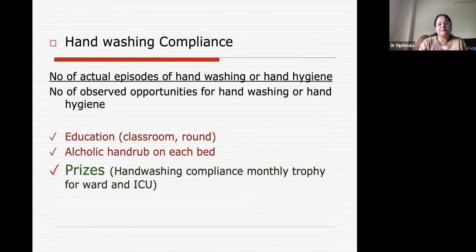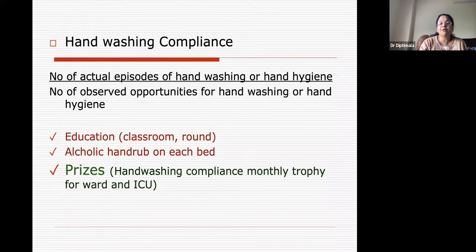Hand washing compliance. Now, how do you judge and how do you maintain the compliance? See, the number of actual episodes of hand washing and the number of observed opportunities for hand washing, these two are different. So there could have been 10 times when the hand washing should have been done, but it has been done only 4 or 5 times.